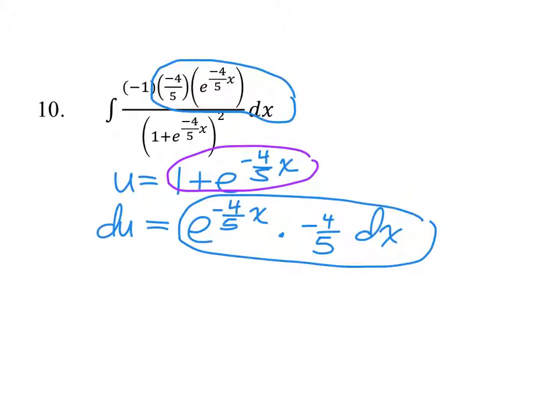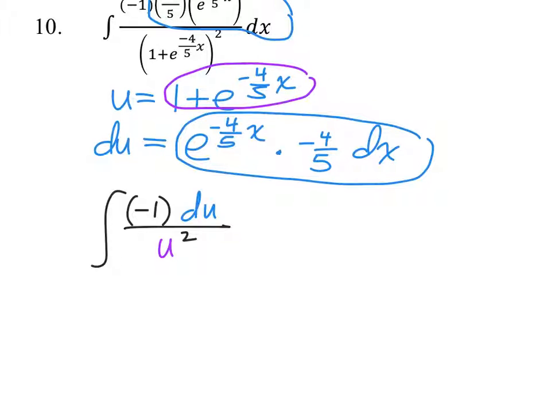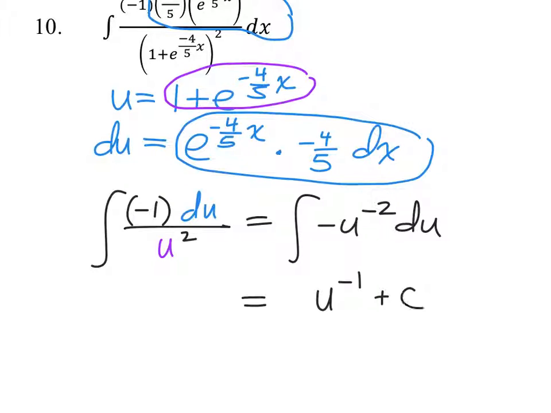And this is my u. So really, the whole numerator, there was a negative 1 that's just going to stick around. The du is going to replace everything else in the numerator along with the dx. The denominator, instead of being all of that to the second power, it's just going to be u to the second power. So then it's just housekeeping. I'm going to rewrite negative u to the negative second du. Increase the exponent by 1, u to the negative first. Divide by the new exponent, well, negative 1 divided by negative 1 cancels. So it's just this, with the u being equal to the 1 plus e to the negative 4 over 5x.